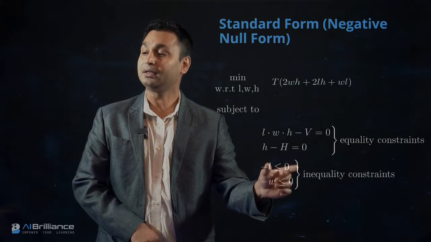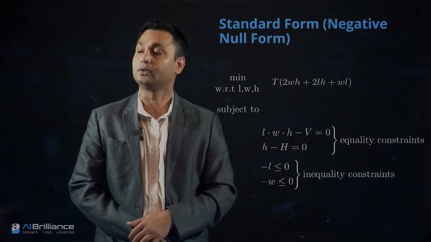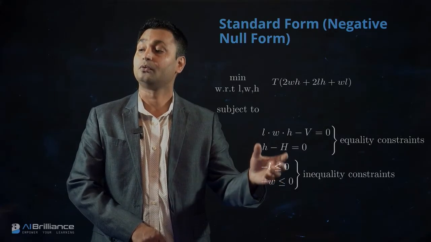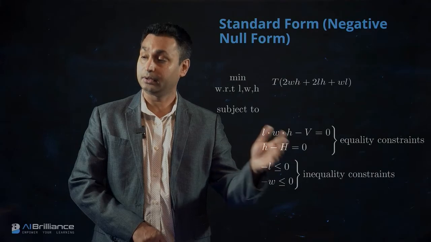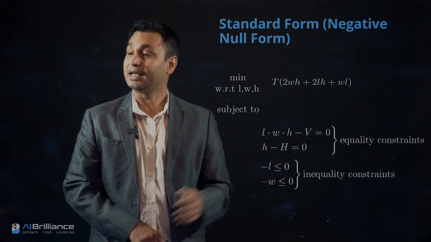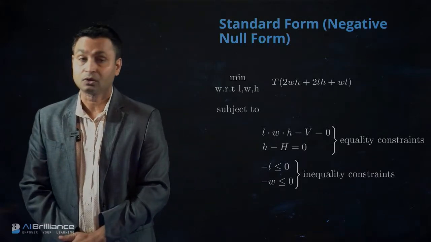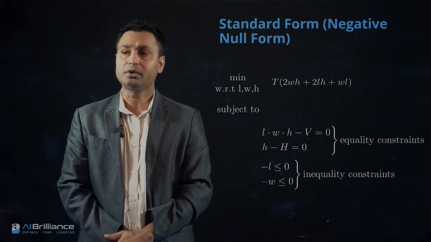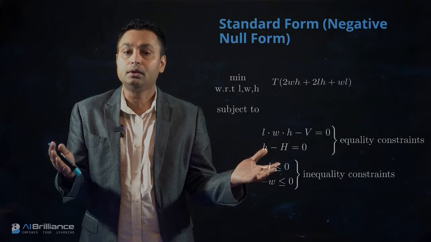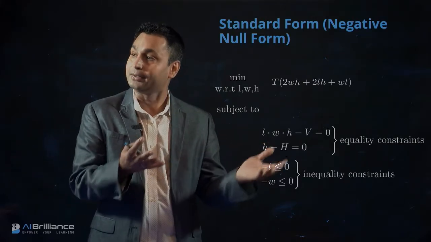Where we are writing the constraint is always less than or equal to 0. So L has to be greater than or equal to 0. That could be written as minus L is less than or equal to 0, and this is the standard way of writing the overall optimization function. Now the question is, what is the difference between the previous one and this one, and why is that important?